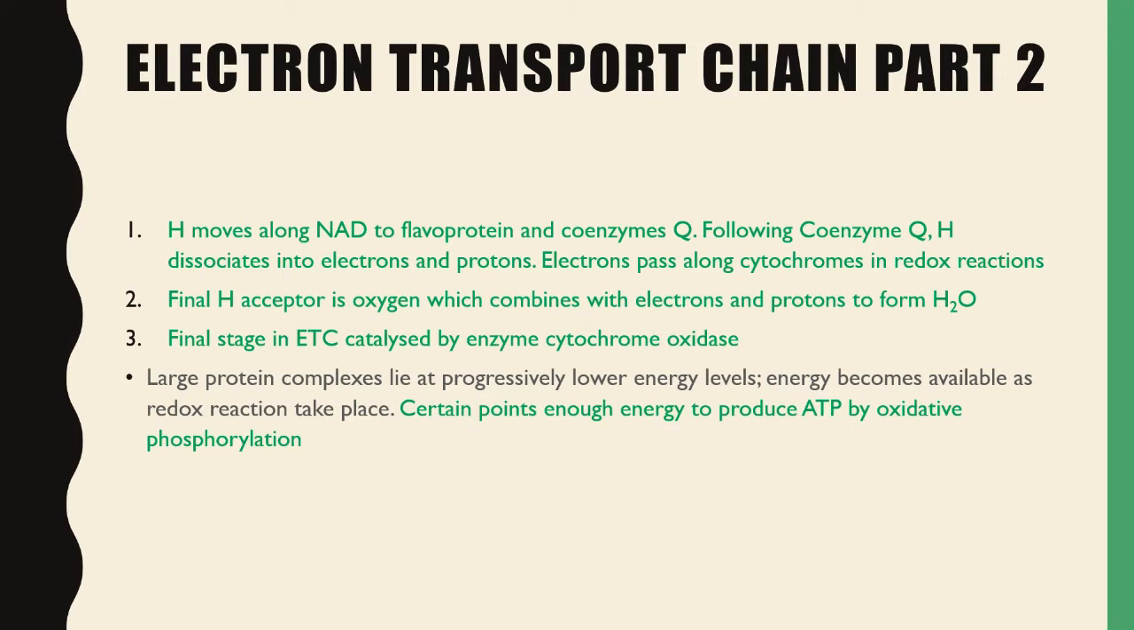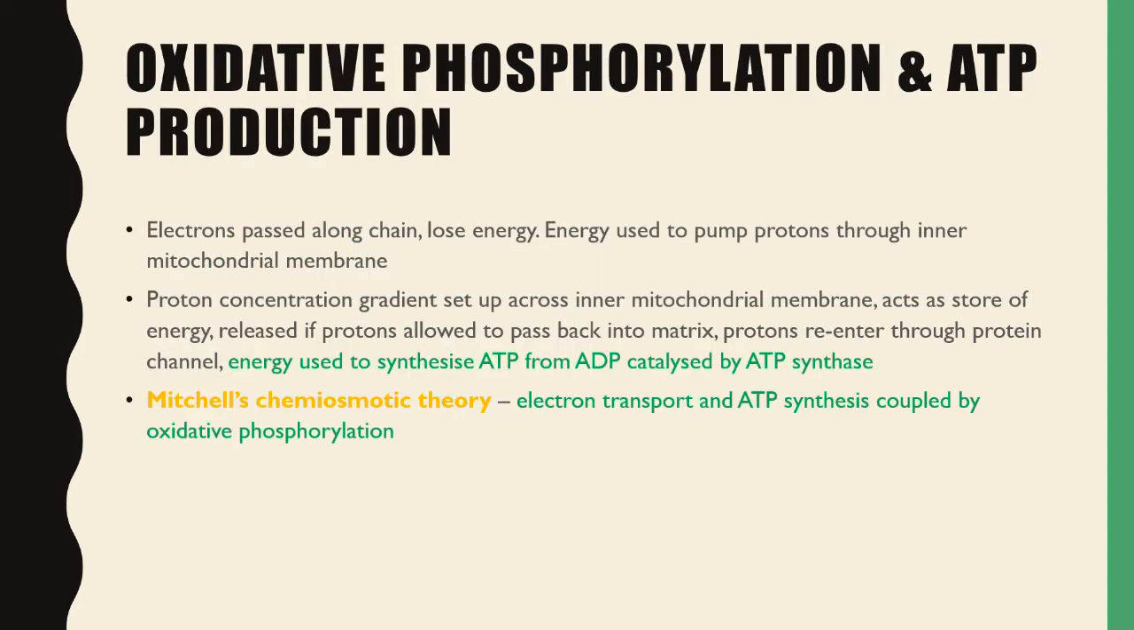A large protein complex will lie at progressively lower energy levels, with the energy becoming available as redox reactions take place. At certain points, there will be enough energy to produce ATP by oxidative phosphorylation, which you will see in our free sheets. So, oxidative phosphorylation and ATP production.